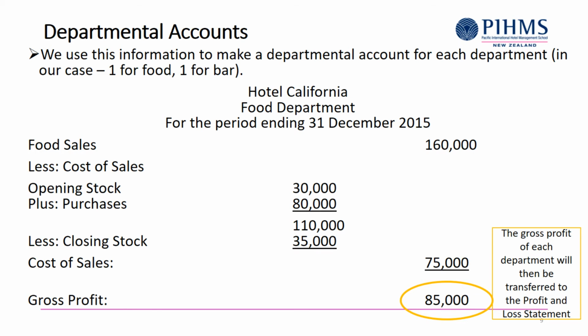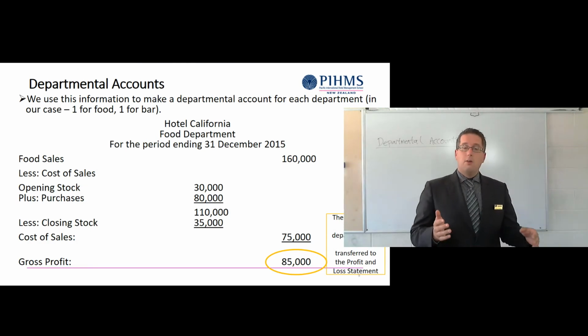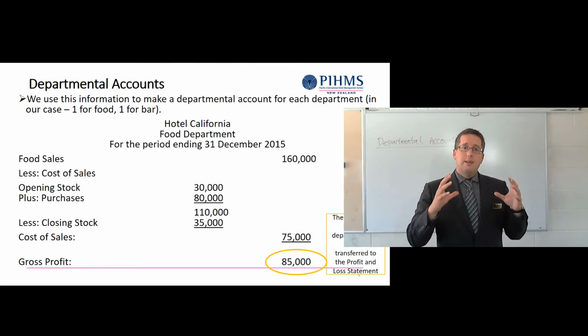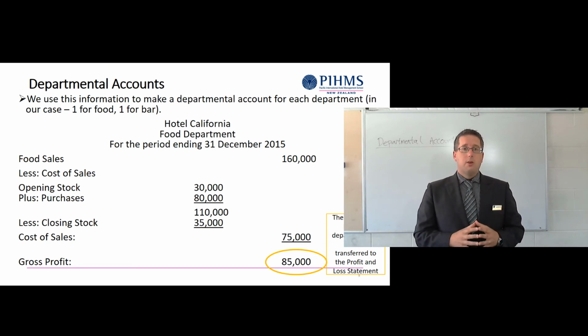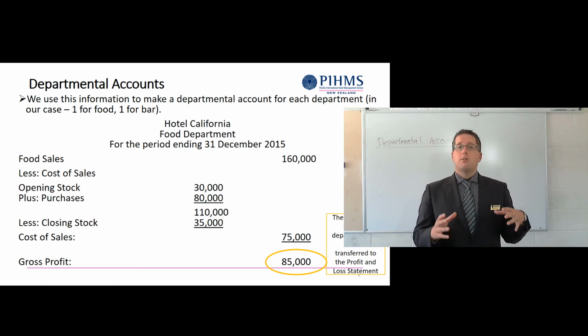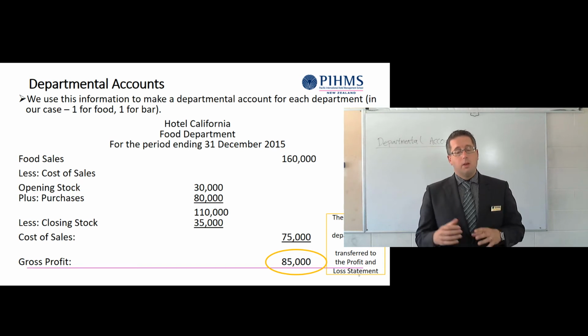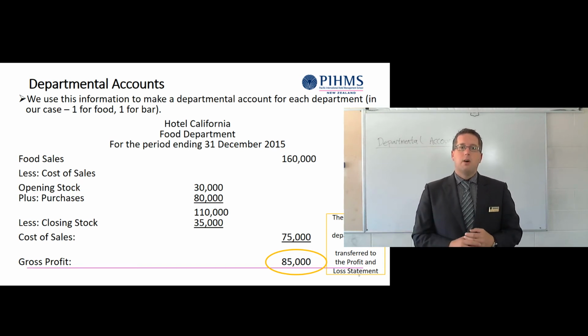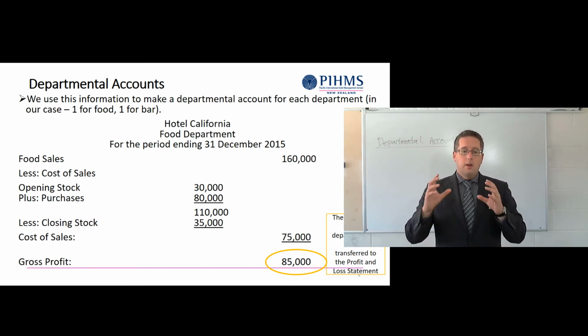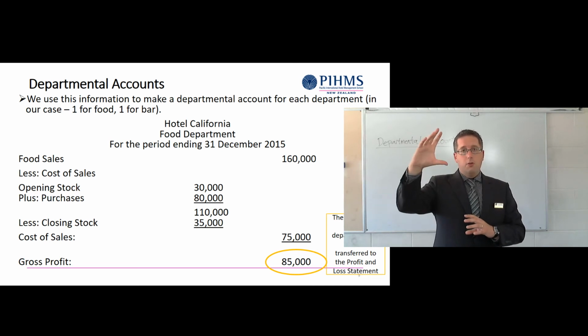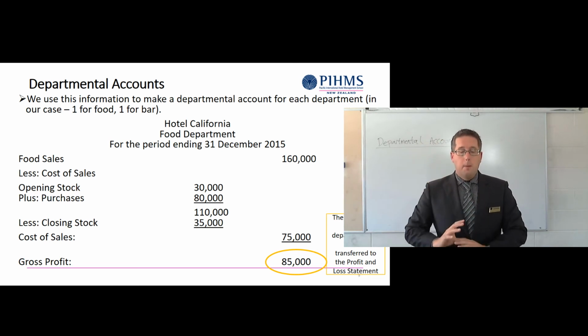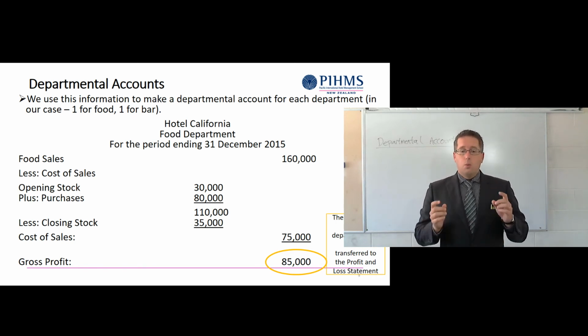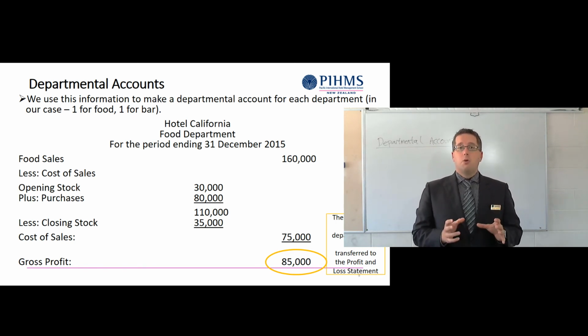Okay, so this is the typical layout of a departmental account, where we just focus on one department. And so if it's the food department, you want to pick up all the items that are food related. If it's the bar department, pick up all the items that are bar related. They are separate, so you do food first, or whatever, then bar, completely separate. But it's the same similar layout. We want to calculate the gross profit of each department.